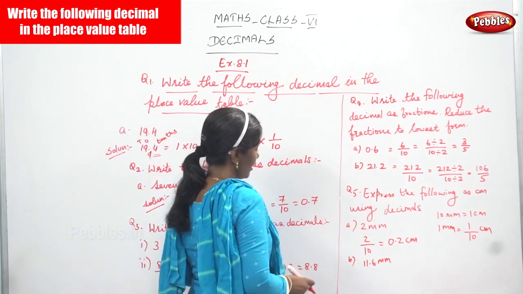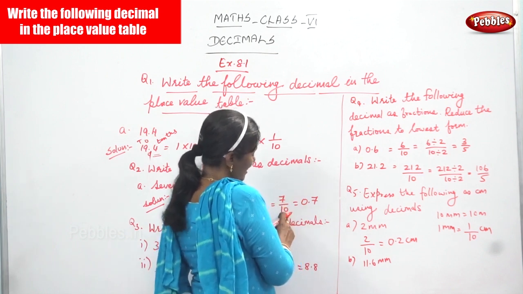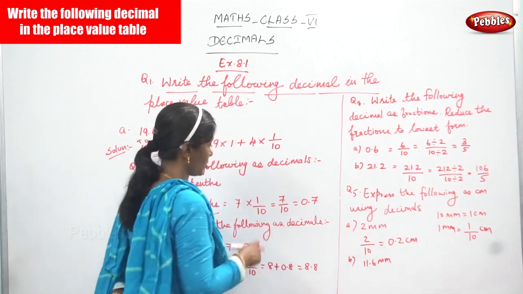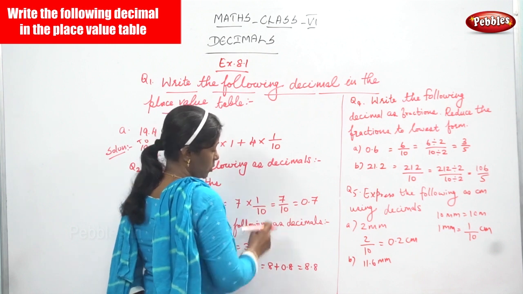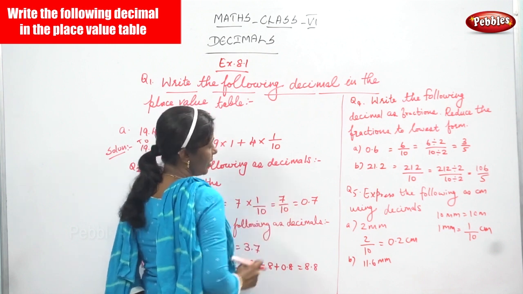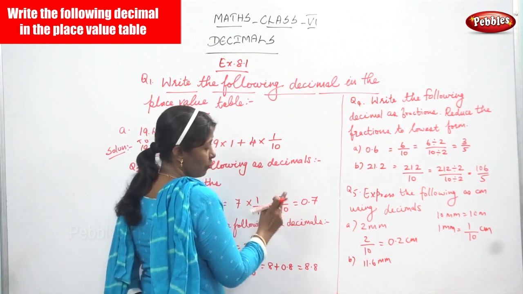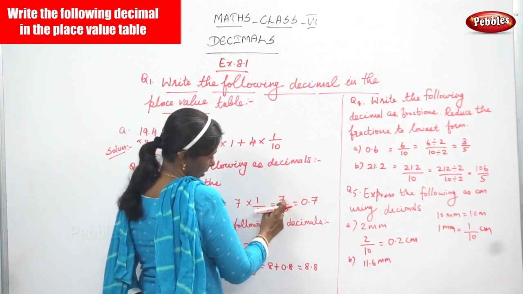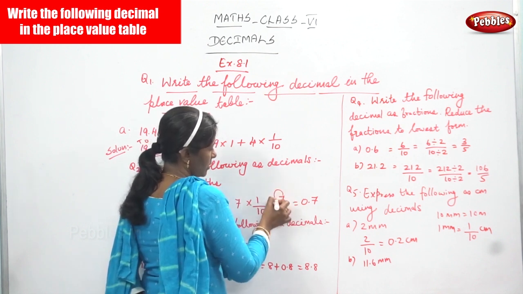After that you have to convert into decimals. So what is this? 7 by 10. How many zeros are in the denominator? You have only one zero. 7 by 10. The denominator is 10, the numerator is 7. In 10, in the denominator you have only one zero. So you have to move only one digit from right to left.